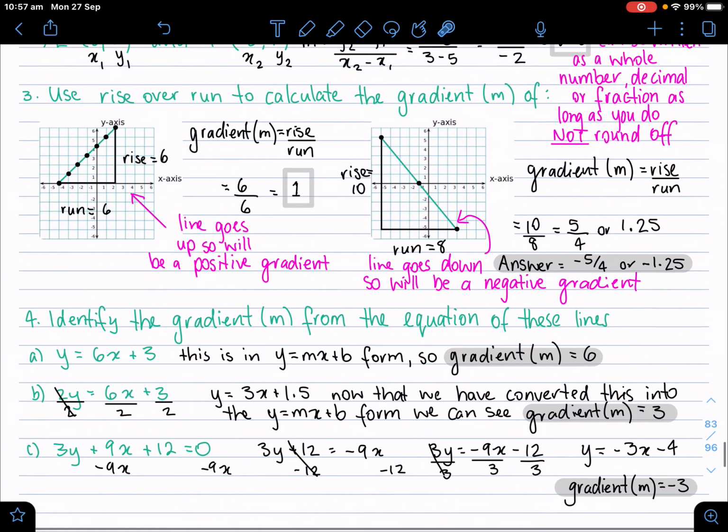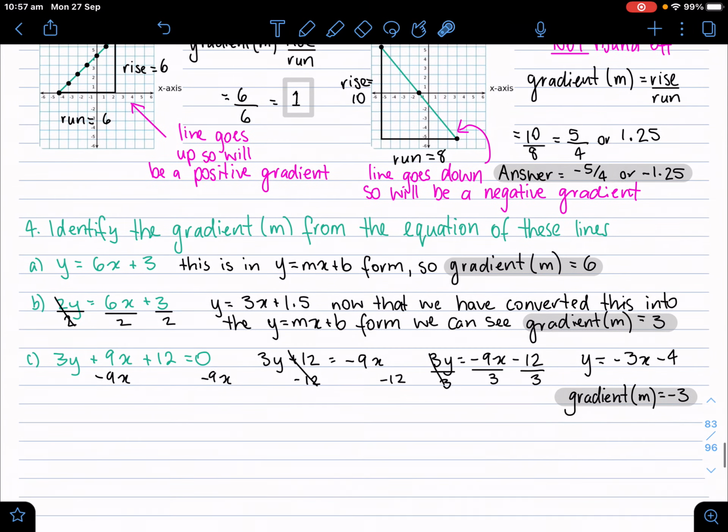Let's go on to one of the other ways we can find the gradient. So as we know, y equals mx plus b, the m value is the gradient. So how do I find it if it's not in y equals mx plus b? Well, let's have a look at the first one. Y equals 6x plus 3. This is already in the form of y equals mx plus b. So the m value is 6. And if the m value is 6, the gradient is 6 as well.